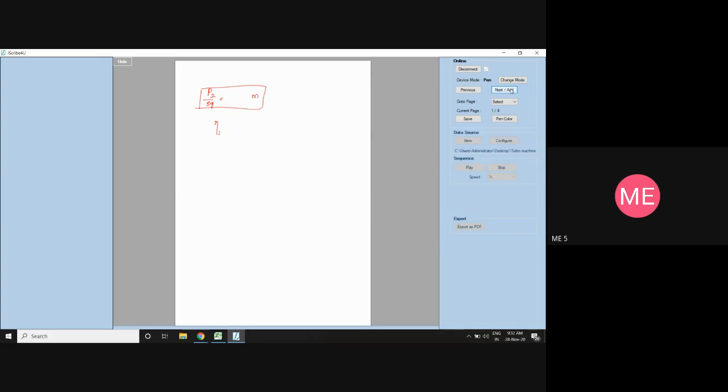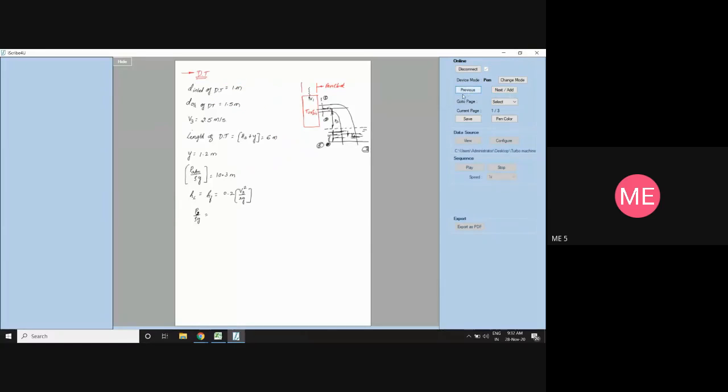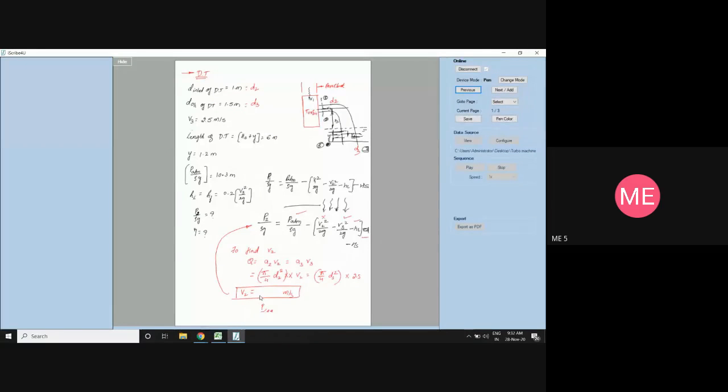Then the efficiency formula for the draft tube, which I gave just now: V2 square minus V3 square minus 2g HL, divided by V2 square. All the values are known here, so find out the efficiency of the draft tube. The only thing is to find out this V2. How to find out this V2?